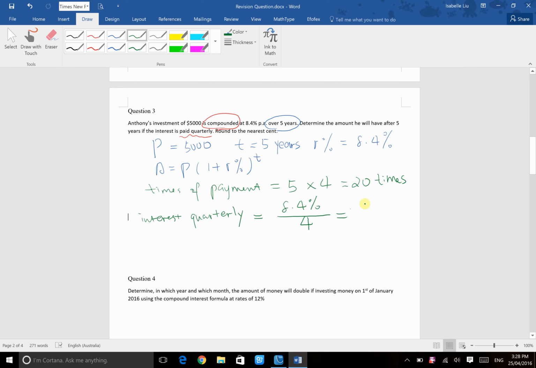So it's 2.1%. So each quarter, my interest rate is 2.1%. Now I can write my amount available as 5,000 times 1 plus 2.1% to the power of 20.